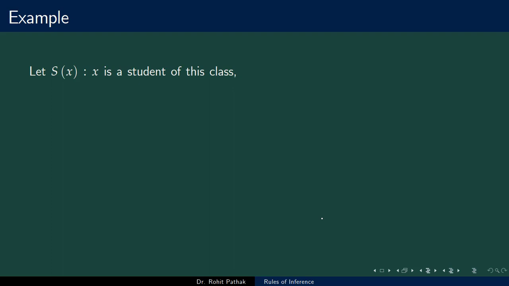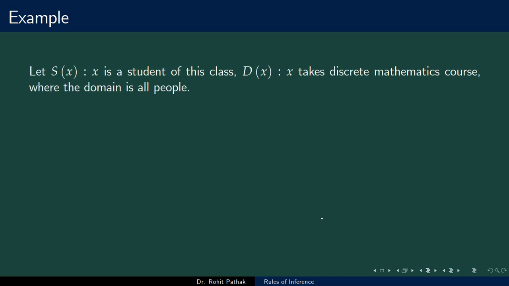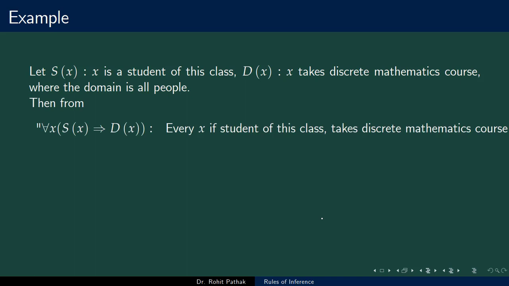Similarly, take S(x), where x is a student of this class, and D(x), x takes the discrete mathematics course, where the domain is all people. In the previous example, the domain was all students of your class. Here the domain is all people. In addition to the students, we have other people also. Then from ∀x, S(x) implies D(x).